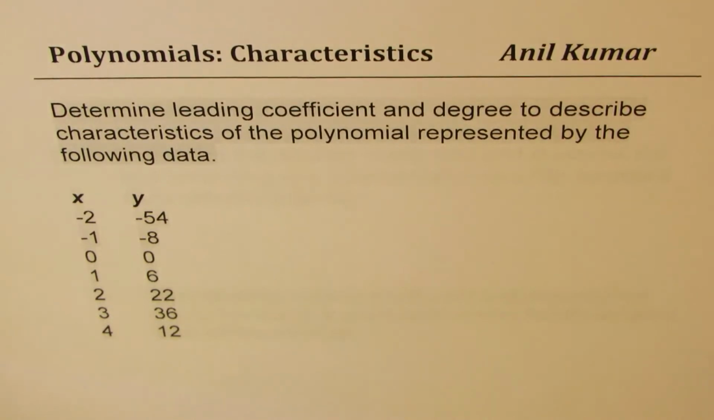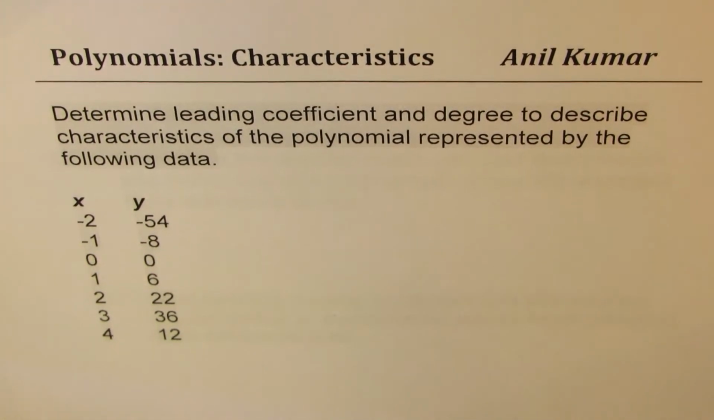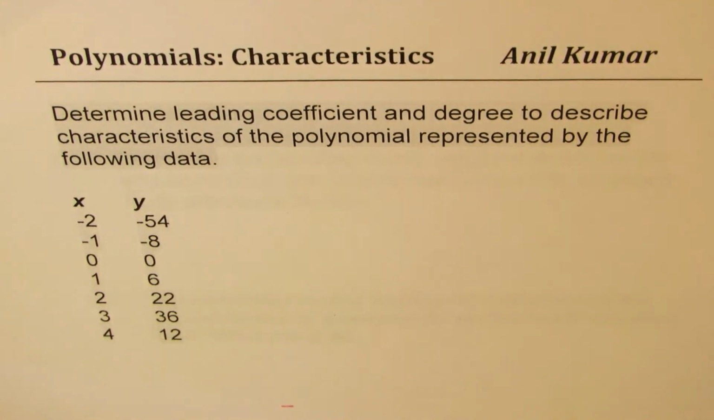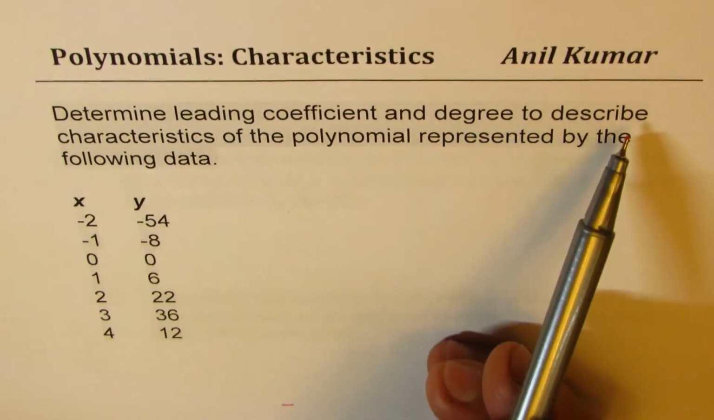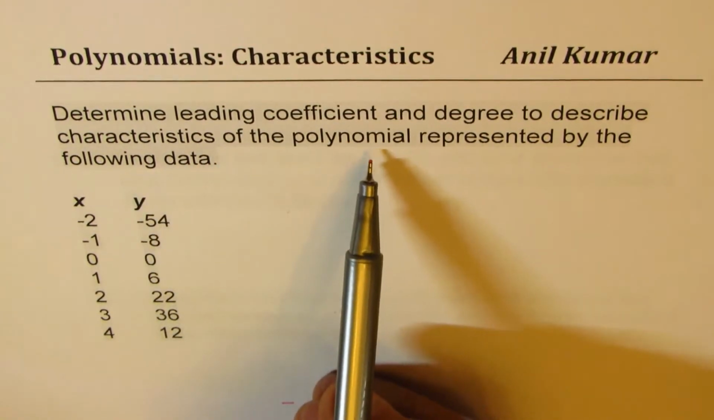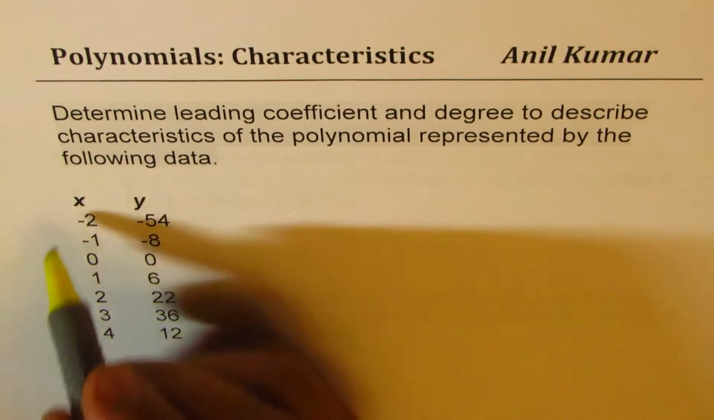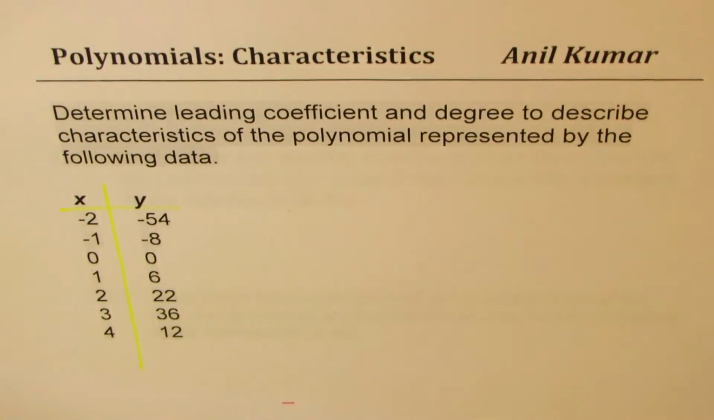So here is the one where we'll have to find the finite difference and the equation of the polynomial from the data. I'd like you to take your time, copy the question, try it yourself, and then look into my video. Now let's have a look at a test problem again. It is a very interesting question. The question here is, determine leading coefficient and degree to describe characteristics of the polynomial represented by the following data. So what we are given here is the value of x and y for a few points. So that's the data given to us.